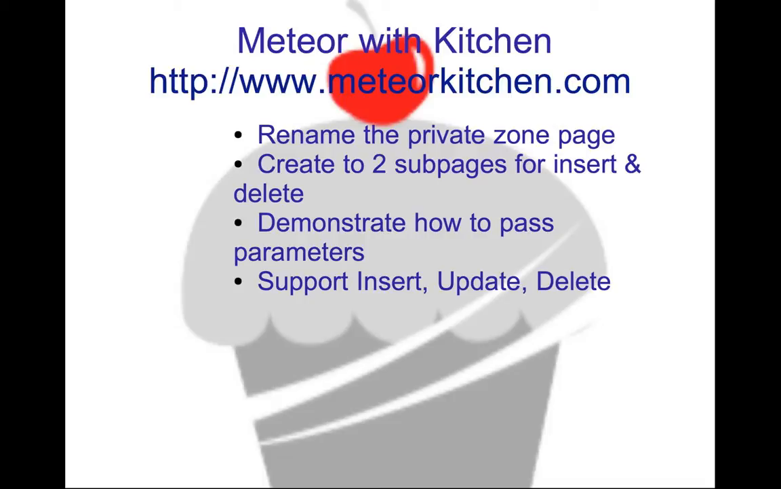Then we will create two pages, one for insert and one for edit. This will allow the data view to take one of the options from the table and edit it, one of the to-dos. Then we're going to demonstrate how to pass the parameters from the data view to the edit form. So how does the edit form know which to-do to work on? And at the conclusion of this video, we should be able to insert, update, and delete our to-dos.